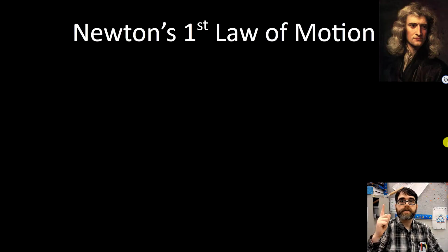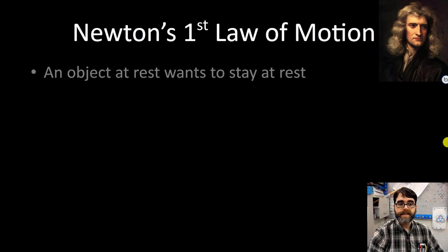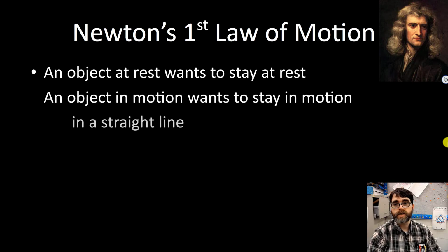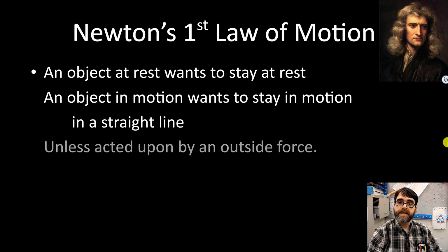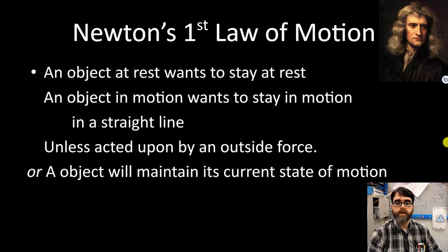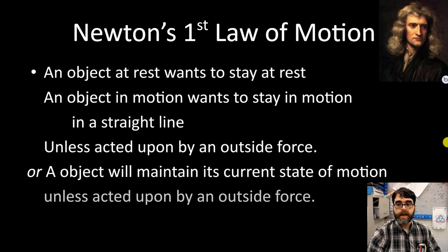So, diving in, there's Sir Isaac Newton himself, and his first law of motion says that an object at rest wants to stay at rest, while an object in motion wants to stay in motion. There's a little caveat there: in a straight line. So it doesn't want to just move, but it wants to move in a straight line, unless it's acted upon by an outside force. Or another way of stating that is an object will continue doing its current state of motion, whether that's moving or at rest, unless acted on by an outside force.